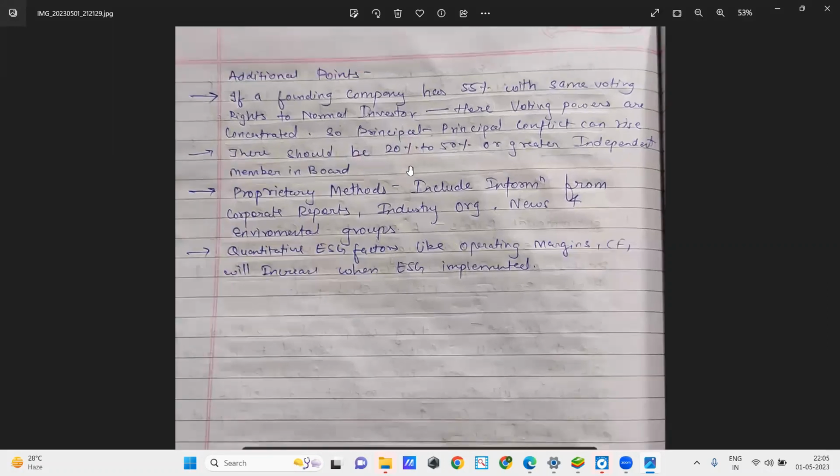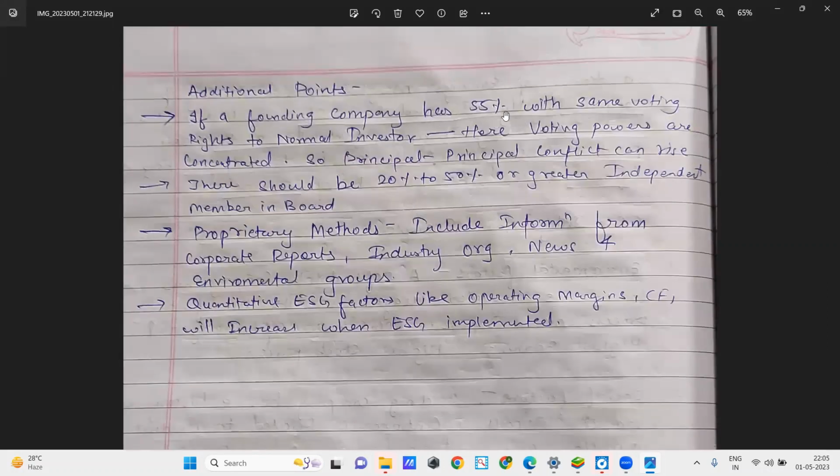So these are the additional points. If a founding company has voting power concentrated, unlike normal investors, principal conflict can arise, because a person having 55% of shares will have a conflict with the minority shareholders. There should be a minimum of 20% of the board members who are independent. They should not be a family member or a related person.